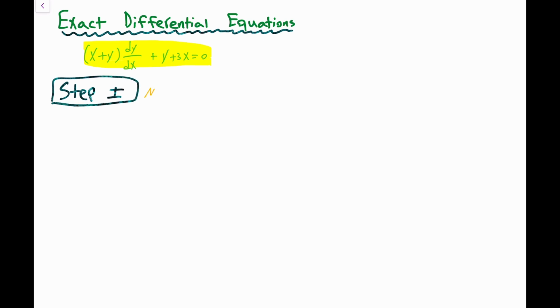So M of x,y dx plus N of x,y dy is equal to 0 is exact if and only if the partial derivative of M with respect to y is equal to the partial derivative of N with respect to x.